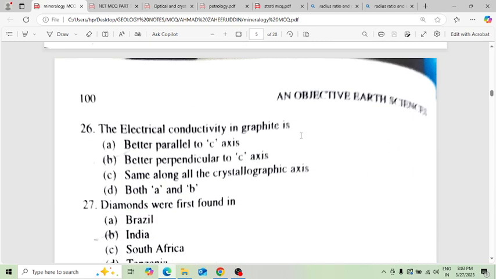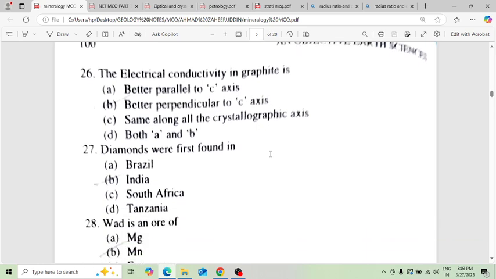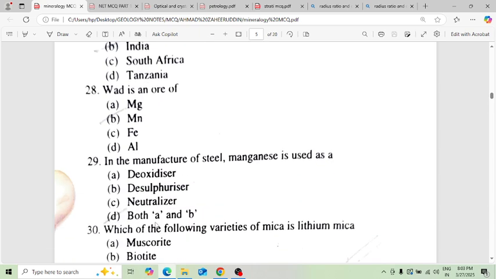The electrical conductivity in graphite is better parallel to the C axis, better perpendicular to the C axis, or the same along all? Better perpendicular to the C axis. Electrical conductivity in graphite is better perpendicular to the C axis. Diamonds were first found in India. Wad is an ore of manganese. In the manufacture of steel, manganese is used as a deoxidizer and desulfurizer.